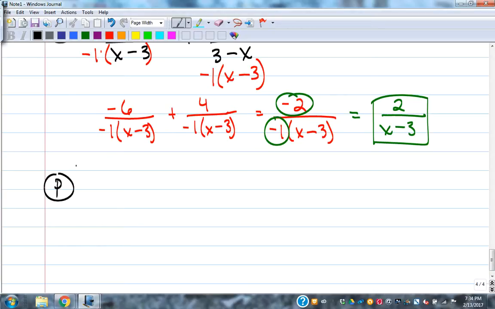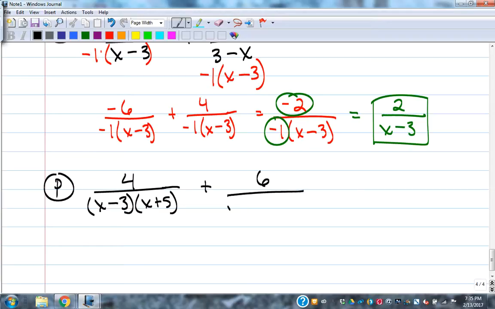Let's look at this one. Let's do 4 over x minus 3, x plus 5. So I'm going to give you the denominators in factored form already. And then plus 6 over x plus 5, x minus 5. All right. The denominators are already in factored form. That's key: if they're not in factored form, I want to try to put them that way so that I can start looking at them. So here they're in factored form already.